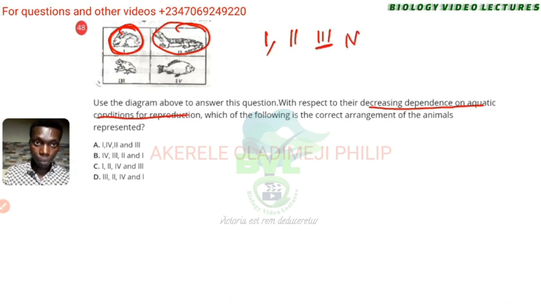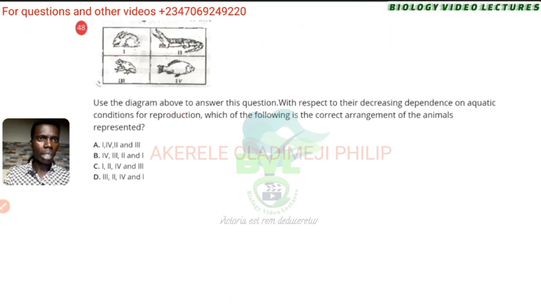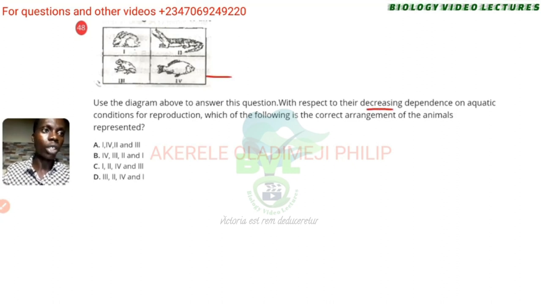Do we have that here? This is a bit, let me be sure. Mammals, obviously, we don't depend on water. So it says decrease dependence. If it says increase, we'd have put fish as number one, but it says decrease dependence on aquatic condition. So it's going to be one. I'm very sure of this. The next one is reptiles. Reptiles were the first to adapt to terrestrial habitats. It's going to be two.